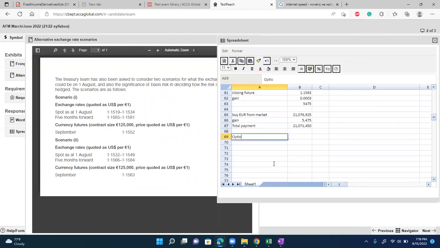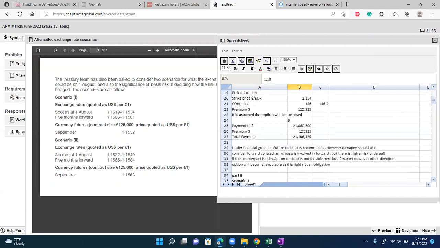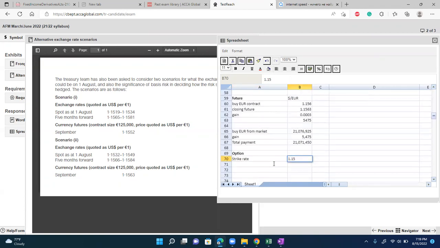Okay, what about the option? You have the option to buy. What was the strike rate? 1.1540. Now the closing spot is 1.1549. So will you exercise the option at 1.1540, or will you do the transaction at the closing spot, the market rate?